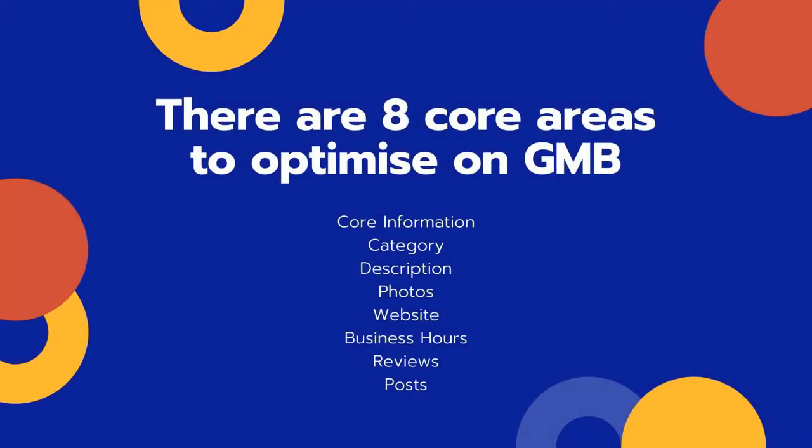There are 8 core areas to optimize on Google My Business. The first one is your core information, such as your name, address, and telephone number. Most of this you would have already sorted out when you set up the listing in the first place. The next is your main core category. This could be that you're a heating engineer, a plumber, a decorator, or any of the other trades, but it's got to be the most important one.